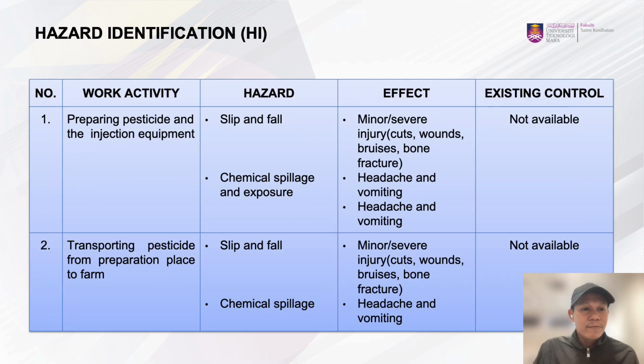First, the hazard identification. First is preparing pesticide and injection equipment. The hazards are slip and fall and chemical spillage exposure. The effects are minor and severe injury, headache and vomiting. The second is transporting the pesticide from the preparation place to the farm. The hazards are slip and fall and chemical spillage, and the effects are still minor and severe injury, headache and vomiting.